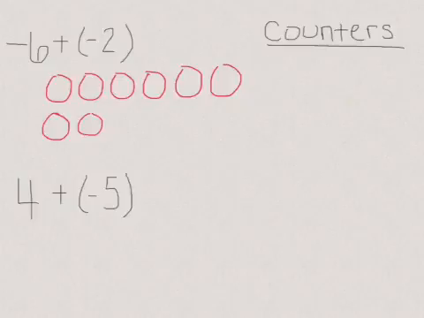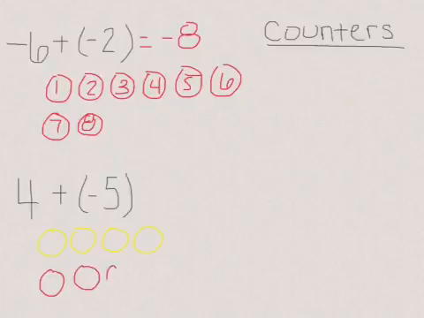Well, what do you see? Well, we see that we have 8 negatives. So I have them count them. There's 1, 2, 3, 4, 5, 6, 7, and 8, and they're all negative, so our answer is -8. Okay. And then for the second problem, 4 plus -5, we would use the yellow counters to represent our positive numbers. And then the red, we're going to add the 5 negatives.